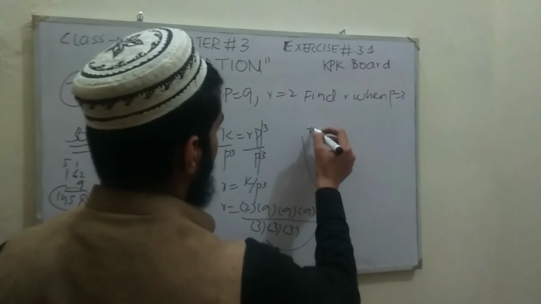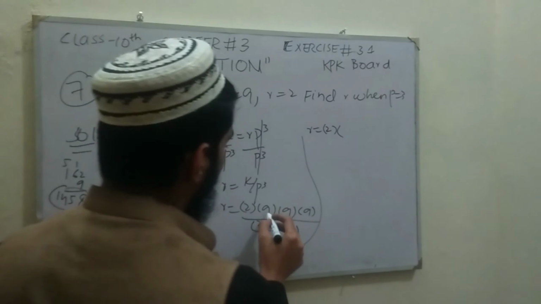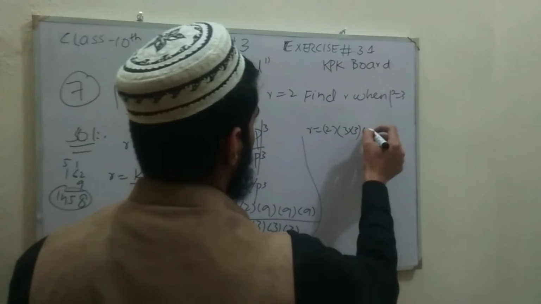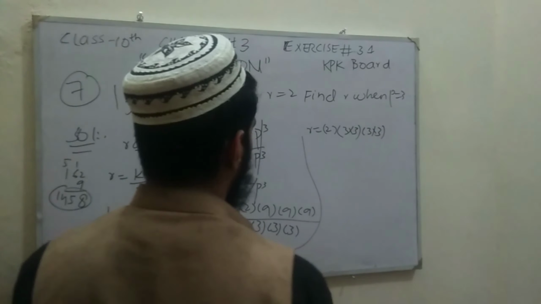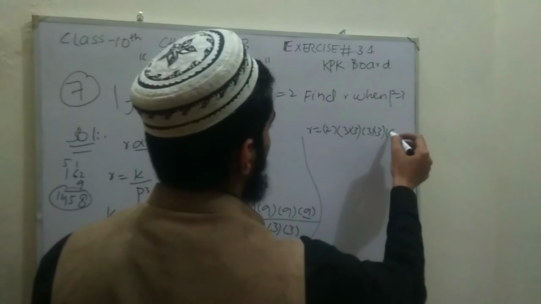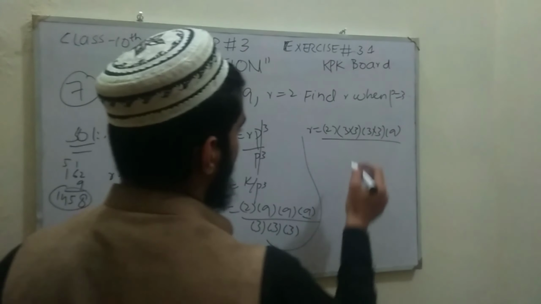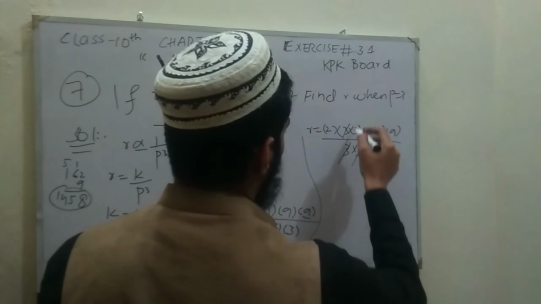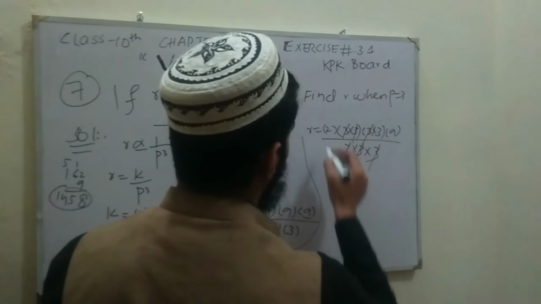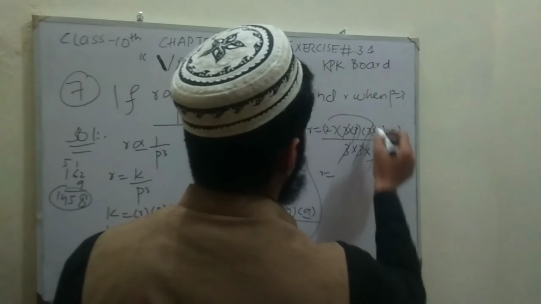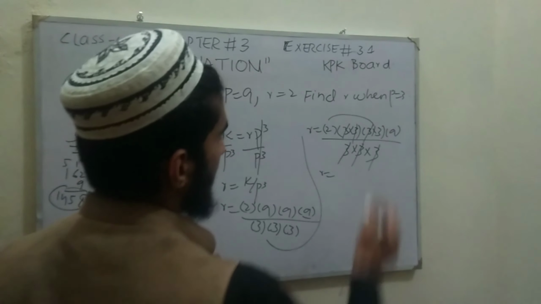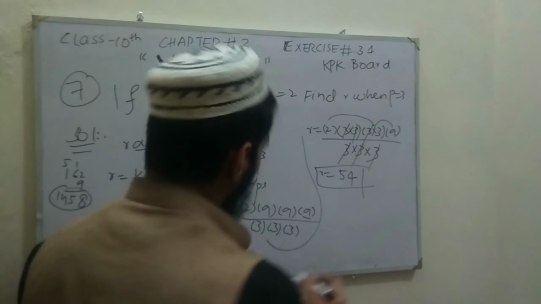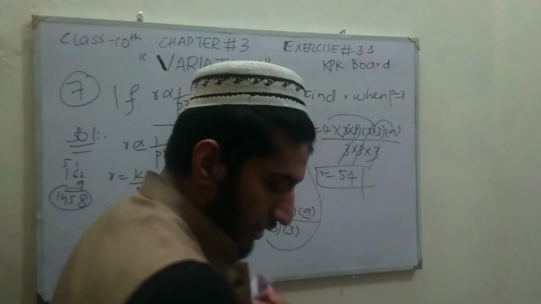Simplifying here, r is equal to 2 multiply 9, and this 9 can be written as 3 multiply 3, and writing the other 9s the same way, divided by 3 multiply 3 multiply 3. 3 cancels out with 3, 3 cancels out with 3, and this 3 cancels out with this 3. So the value of r will be equal to 2 multiply 3 gives us 6, and 6 multiply 9 gives us 54. So the value of r is equal to 54 when the value of p is equal to 3.